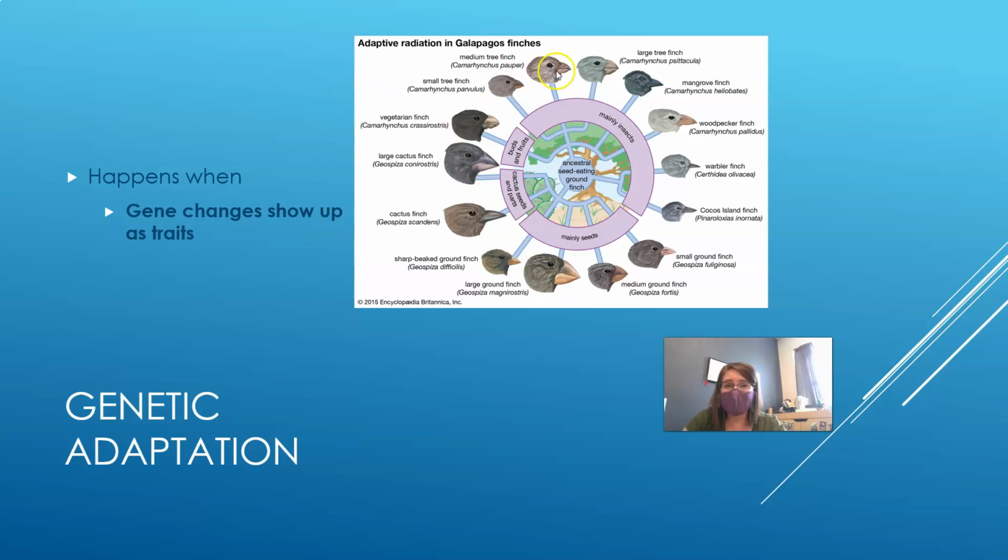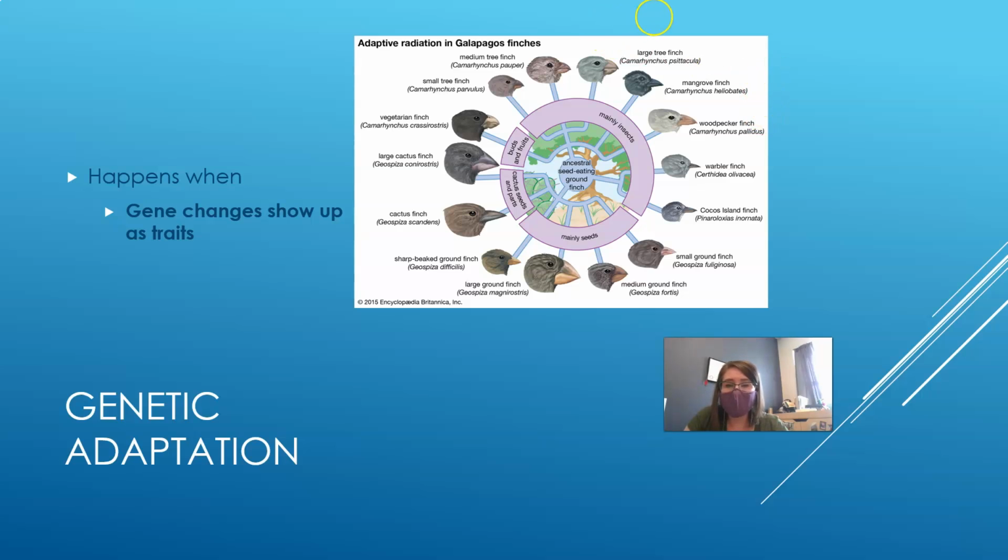This is a really famous example, the Galapagos finches. When Darwin was traveling in the Galapagos Islands, he noticed that there were a bunch of different finches and all of them were very closely related, but the differences that they had were related to what they eat.